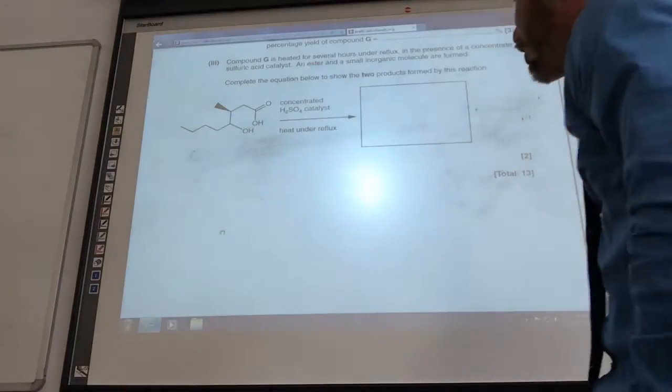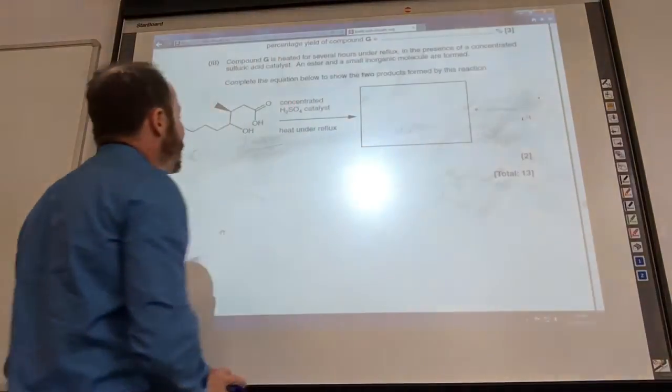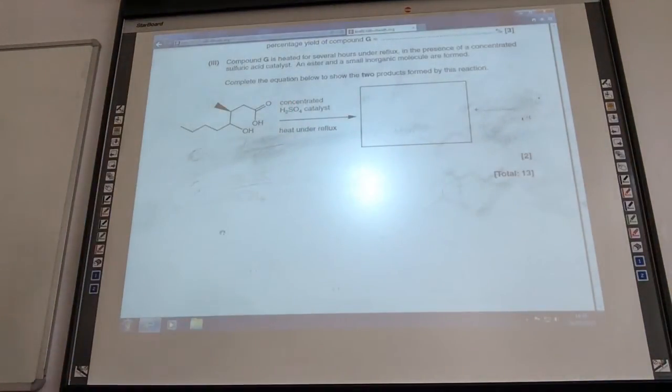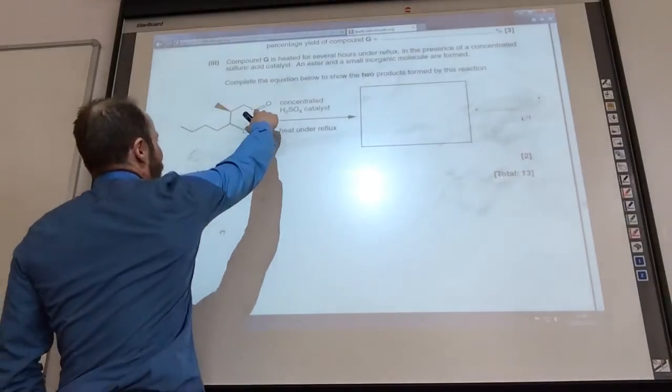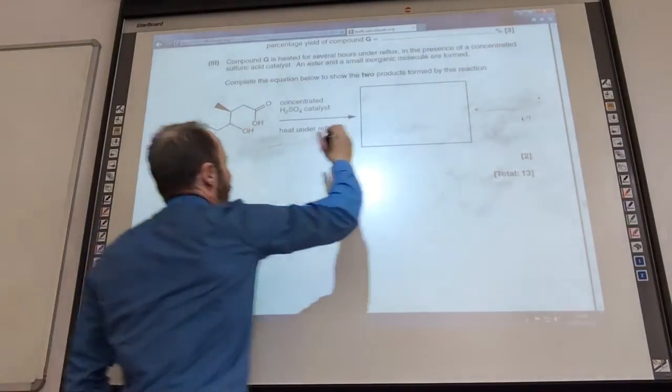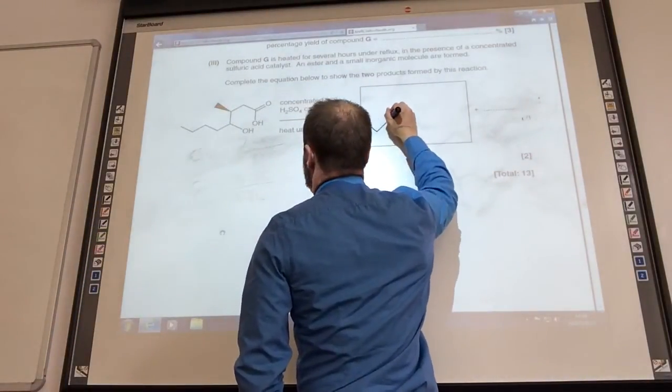Oh, right, so this is an interesting one. I've got compound G, heating it under reflux in the presence of concentrated sulfuric acid. An ester and a small inorganic molecule are formed, complete the equation. And they've drawn it for you like a gift, haven't they, really? They've got the carboxylic acid here and the alcohol here, so you're just going to draw it yourself.